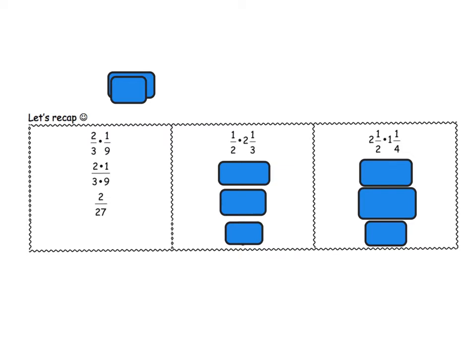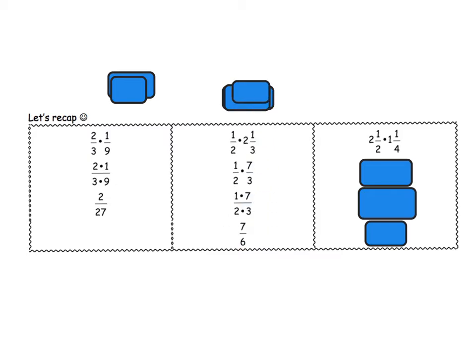Okay, so let's look at the one in the middle. We're given 1/2 times 2 1/3. When we're given a mixed number, we need to convert that to an improper fraction before we can do anything. So, converting 2 1/3 to an improper fraction, we get 1/2 times 7 over 3. Multiplying the numerators and the denominators across, we get 1 times 7 and 2 times 3, which gives us 7 over 6.